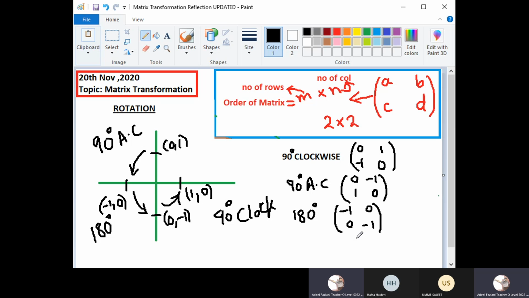Okay, yes, Umme Salih, what is your understanding? Sir, I understood that in rotation we always move anti-clockwise, and according to that, when we are given the question, we have to always move anti-clockwise and find out the coordinates and write them in the matrix.